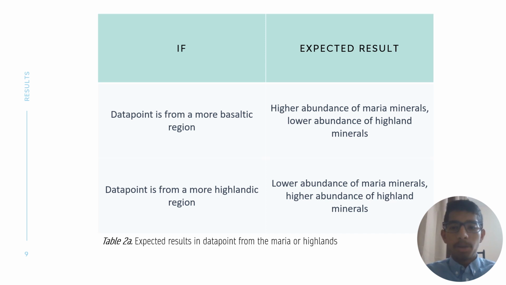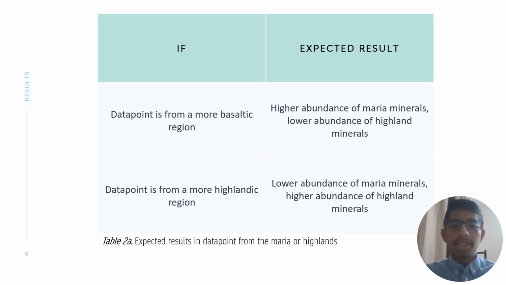For each diameter profiled, the LROC QuickMap platform supplied us with 700 equally spaced out data points whose mineral abundances we plotted to perform our regressions. To understand why the correlations we observed occurred, we will perform a conditional analysis. If a data point is from a more basaltic region, we'd expect higher abundances of the Maria minerals and lower abundances of the Highland minerals, and vice versa.